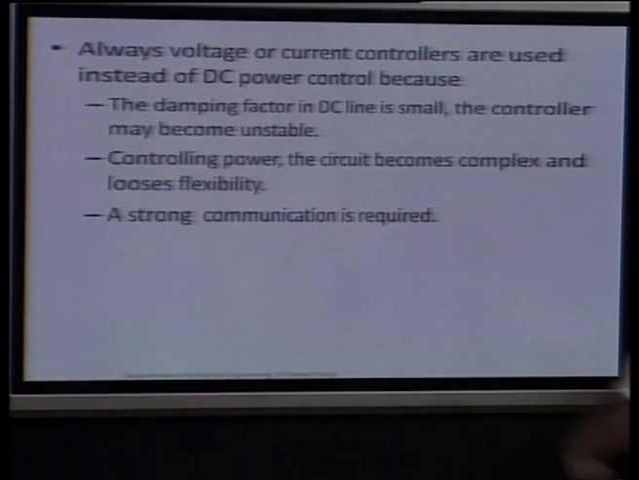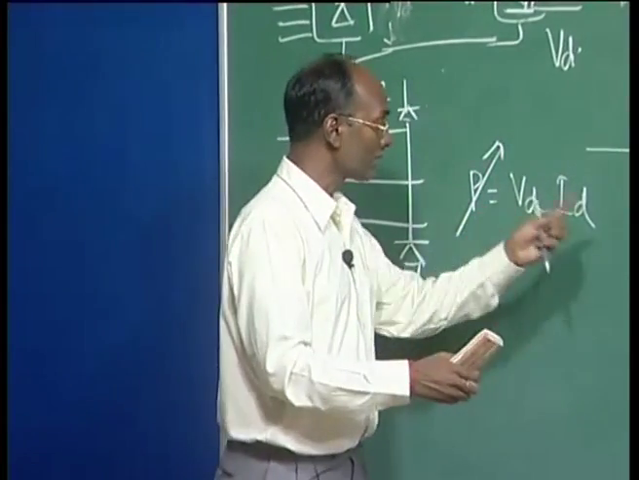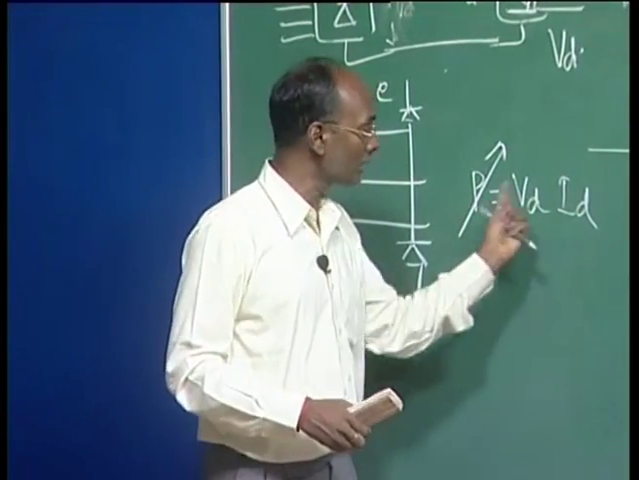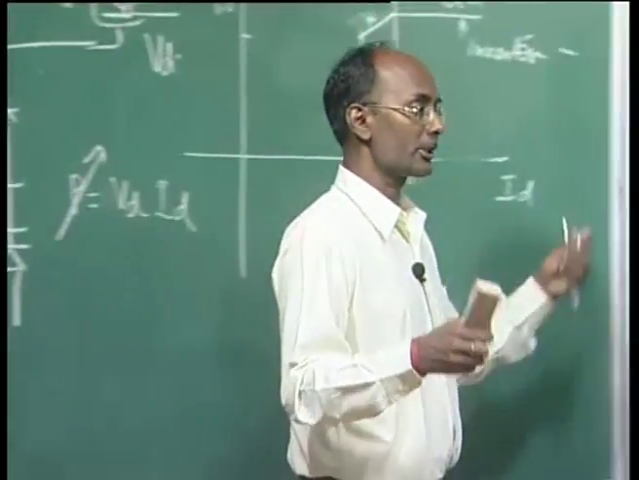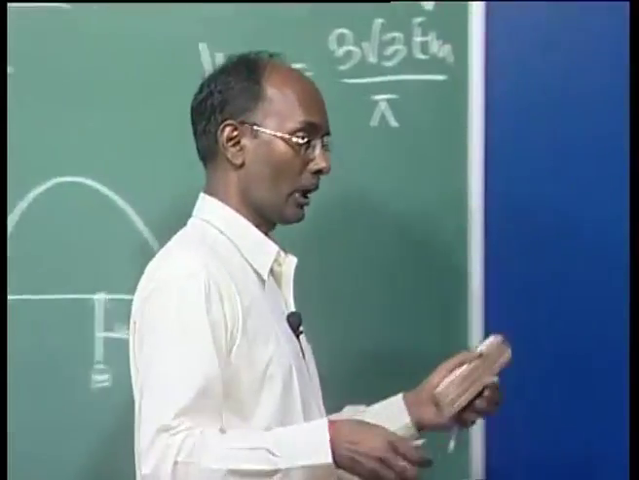Also, it is believed that you require a strong communication link between both sides to decide which one is controlling which one. And even though there is a selection of the changing modes, your controller will again be unstable and your line will be run down. So we use voltage and current controllers.